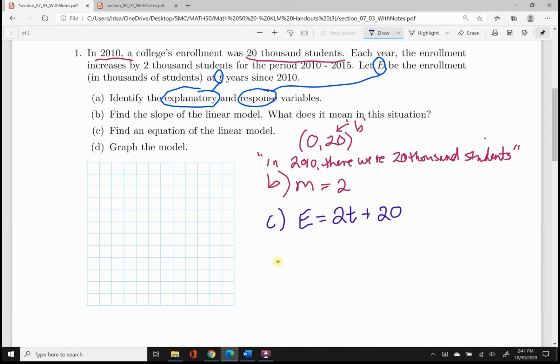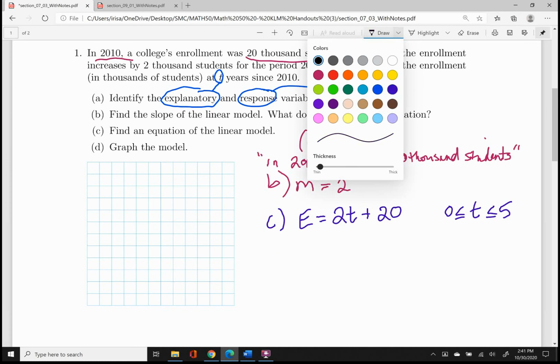And t ranges from 0 to 5. So we can just account for that, I think, pretty well by having this compound inequality off to the side. Okay, cool. Now let's go ahead and graph this model.